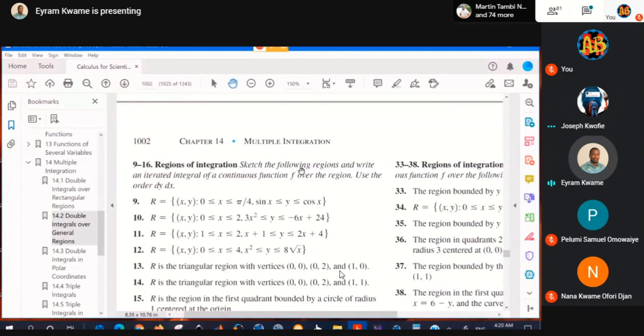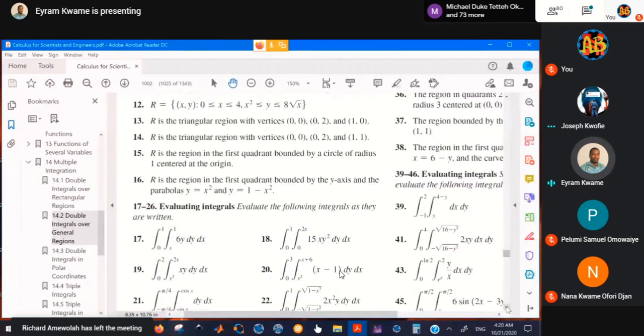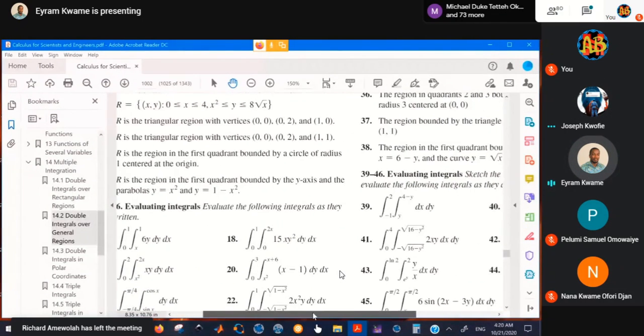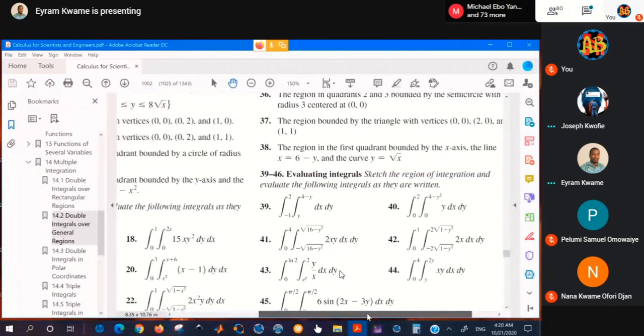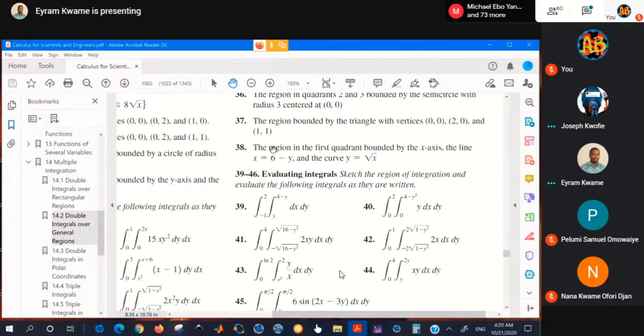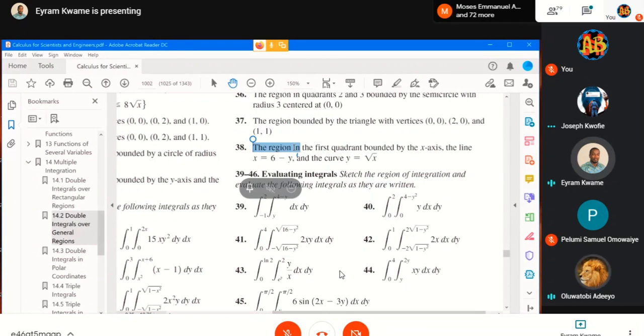Okay, so this is asking you to sketch the following region and write an iterated integral. It's actually asking you to write, but that's not what I'm looking for. I'm looking for a complete definition or a word problem where you are supposed to get this. Okay, so let's look at this. The region in the first quadrant bounded by the x-axis and the line this and the curve this. Is this a good question? Does this help you to think about what you're looking at?